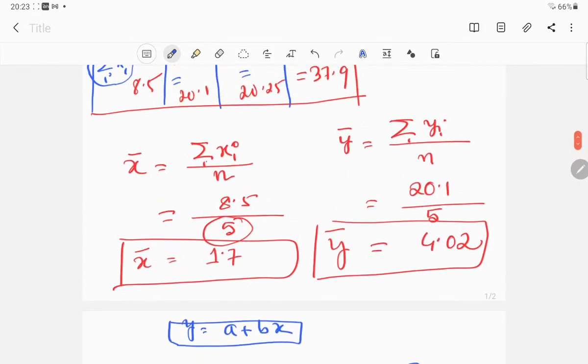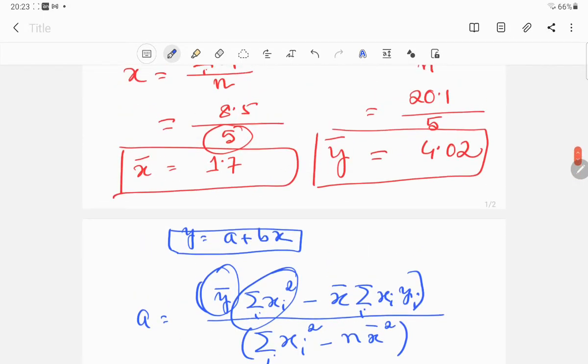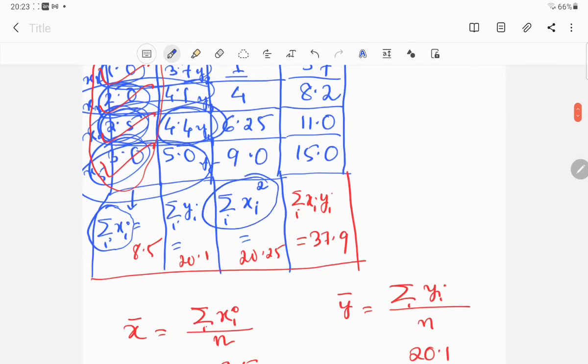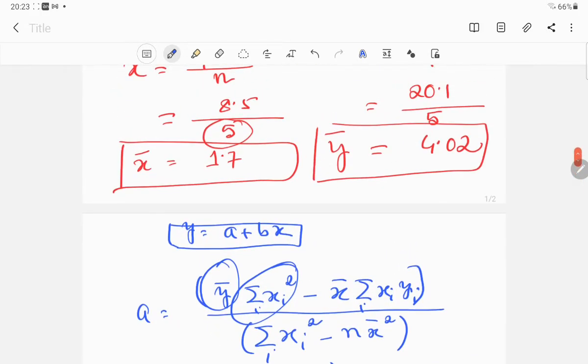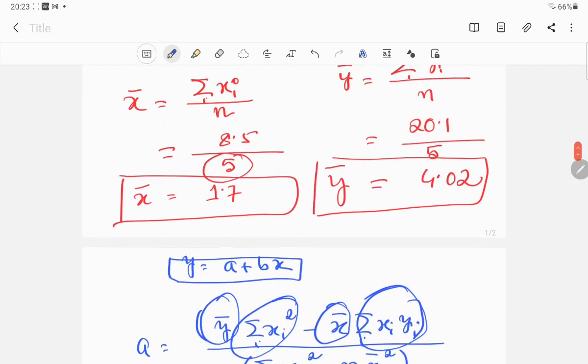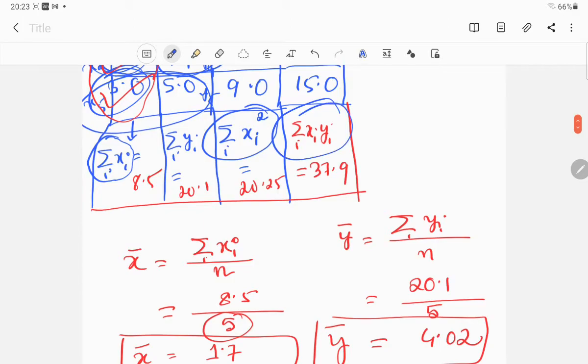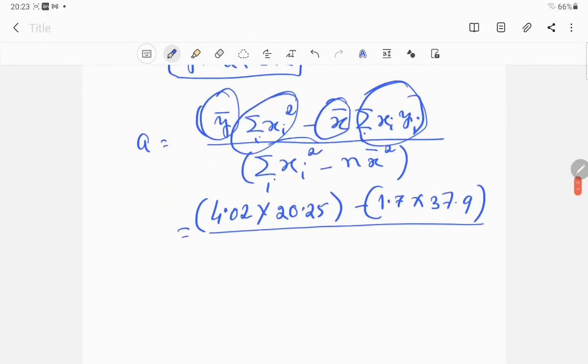So y bar, you know, is 4.02. So y bar 4.02 into summation xi square. Summation xi square is how much? Summation xi square means 20.25. Then minus x bar. X bar is 1.7, into summation xi yi, that is equal to 37.9. Okay, minus, so we need summation xi square.